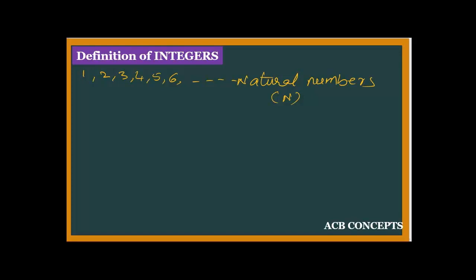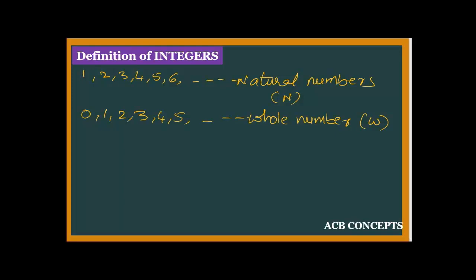If 0 is included in these natural numbers, then you will get 0, 1, 2, 3, 4, 5 and so on. This set of numbers is called whole numbers, which are represented with a capital letter W. So when 0 is included in natural numbers, you get whole numbers.